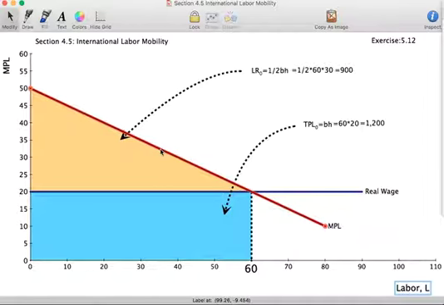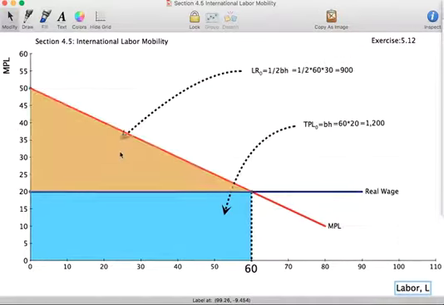And in the question, you were asked to calculate the change in the land rents and the change in the total payments to labor. So I think it's important, number one, in order to do that, that you know how to calculate each and what they look like physically on the graph.